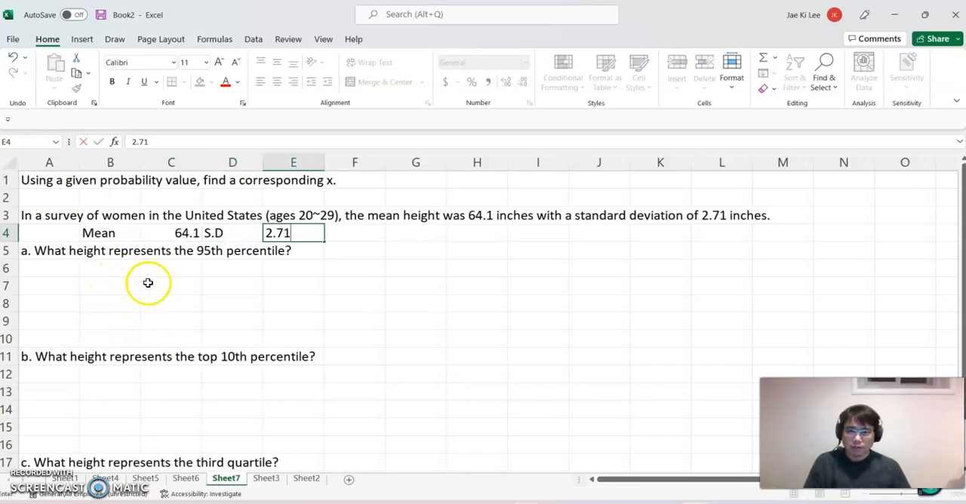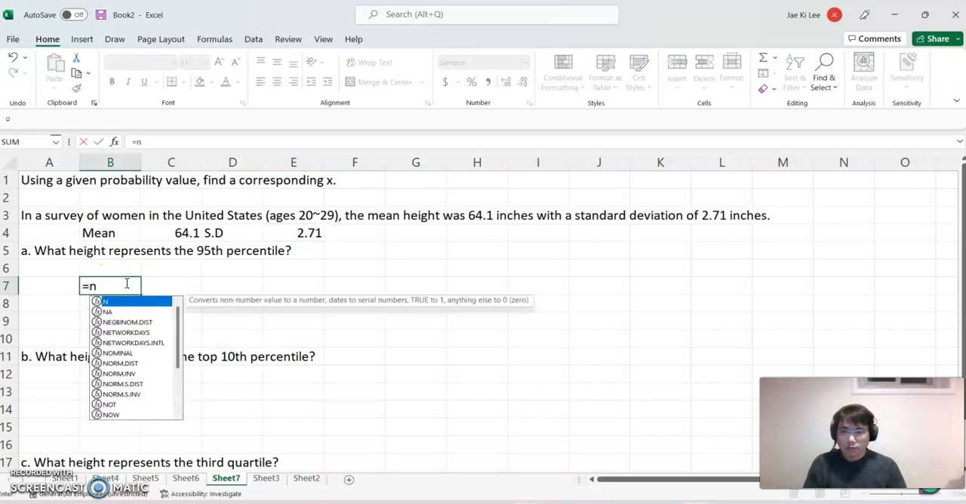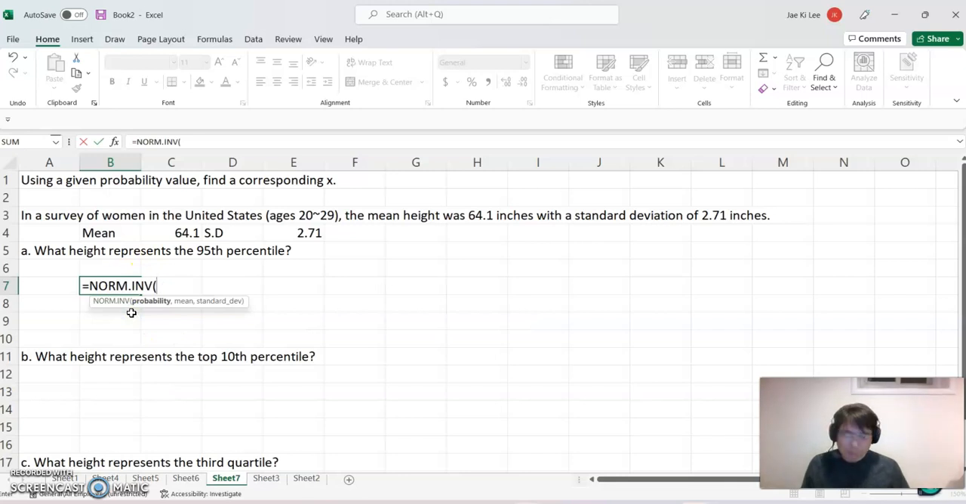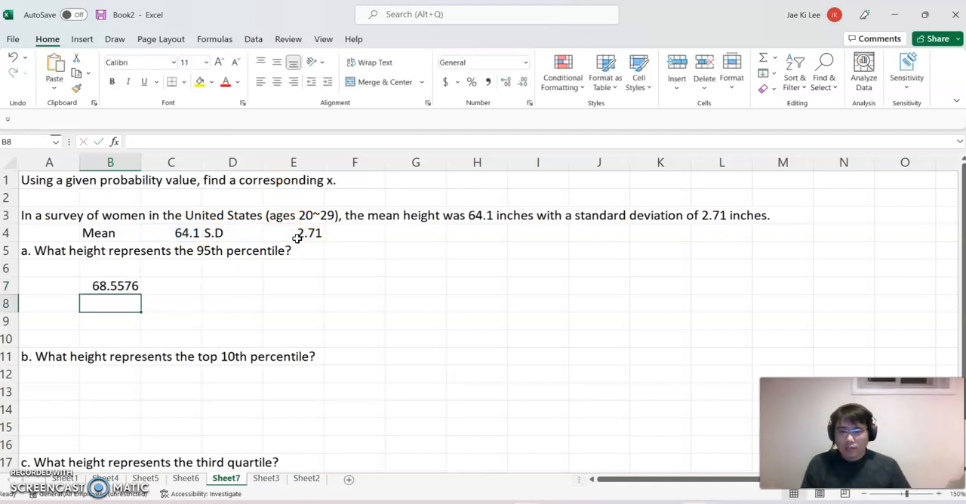Okay, sorry about that. And equal to NORM.INV and click probability 0.95, comma, and then we select the mean value, comma, the standard deviation, and close and enter. Then just make it maybe 2 decimal digits, then 68.56 inches represents basically the 95th percentile height.